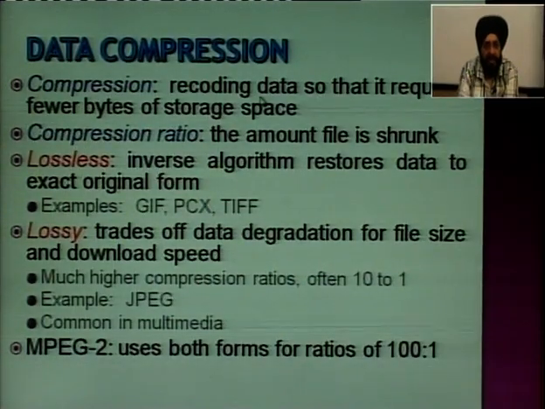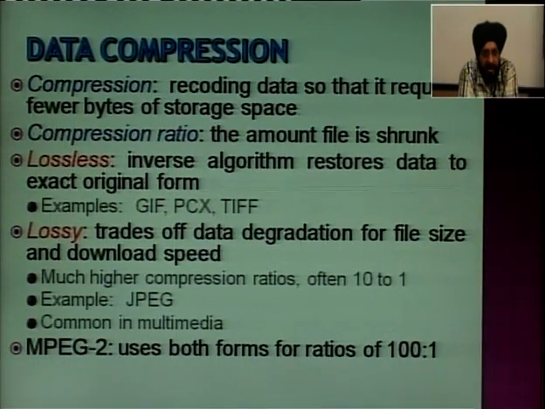So, data compression is of two types, lossless and lossy, and compression is basically recording data so that it requires fewer bytes of storage space. What is compression ratio? It tells how much the file has shrunk, how much decrease in the file size resulted. Compression ratio is the ratio of the original file size to the compressed file size. So, a lossless inverse algorithm restores data to its exact original form.